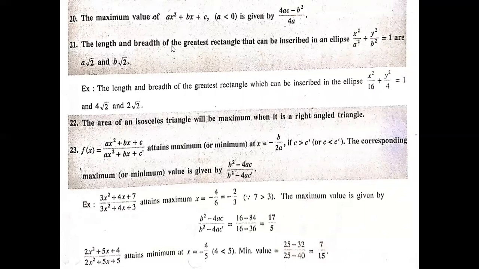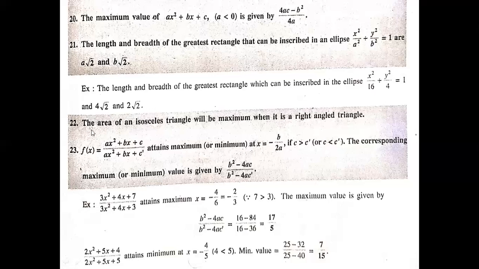21, the length and width of the greatest rectangle that can be inscribed in an ellipse x square by a square plus y square by b square is equal to 1 are a root 2 and b root 2. For example, the length and breadth of the greatest rectangle which can be inscribed in the ellipse x square by 16 plus y square by 4 is equal to 1. Here a is 4, b is 2. Just substitute a, b values in a root 2 and b root 2: 4 root 2 and 2 root 2 are the required length and breadth of the greatest rectangle that can be inscribed in the given ellipse.